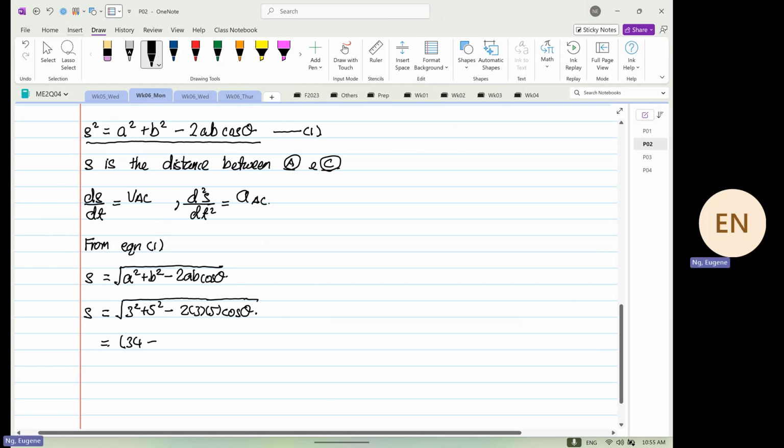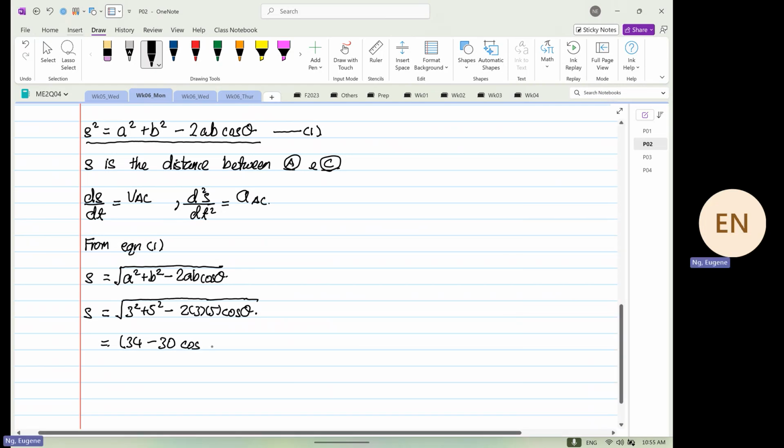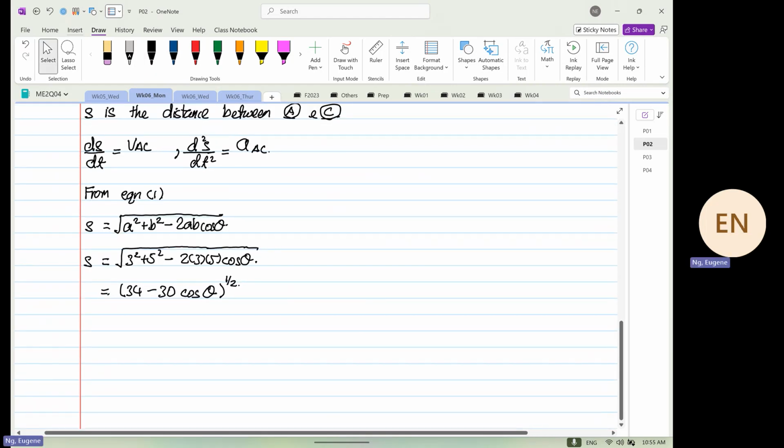Minus 2 times 3 times 5, 30 cos theta. And all we have to do now, this is the power of half. So we're going to differentiate ds over dt now. So this is our equation number 2. Okay. So we differentiate.